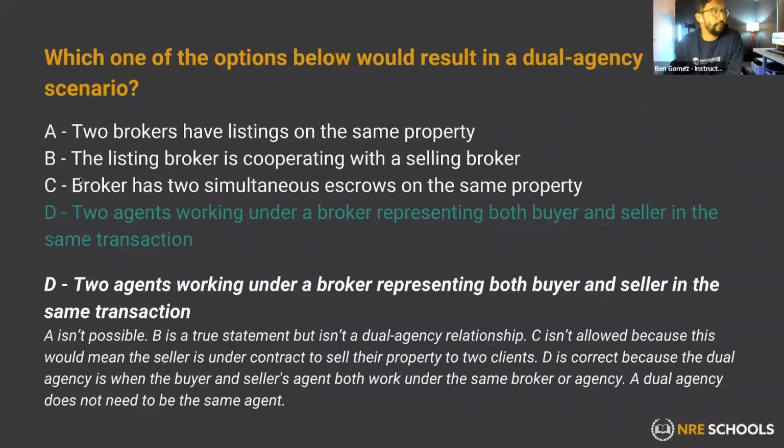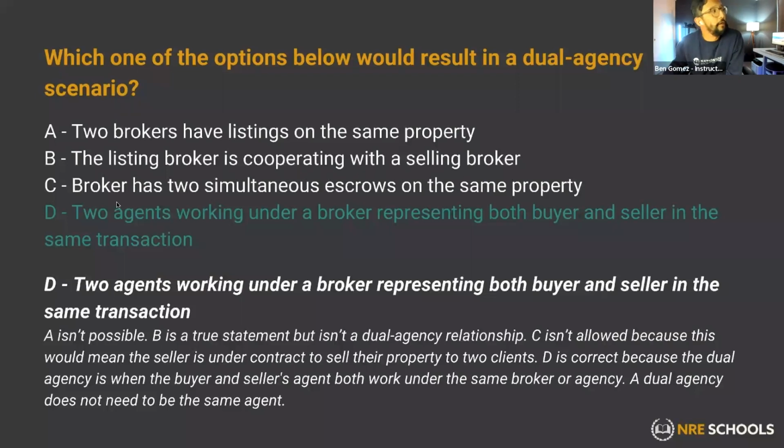But these other answers will not be. 2 brokers have listings on the same property. That could happen with certain types of listing agreements, not common, but that also was not the question. The question was, which best results in a dual agency scenario? So that's why the answer is not A. The listing broker is cooperating with a selling broker. That is how most transactions are. Listing broker represents the seller, selling broker represents the buyer. That's how most transactions are, and that's why that's not the answer.